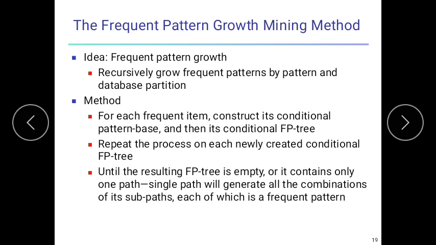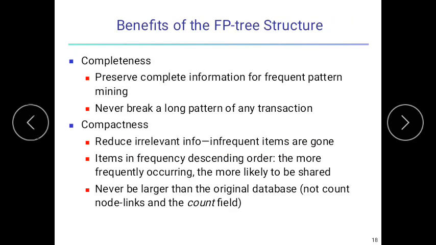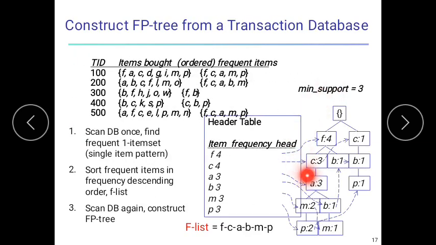You repeat this process to get the new conditional FP tree, until the FP tree is empty or it contains only one single path, and this single path will generate all the combinations of subpaths, each of which is a frequent pattern. In this case, FCA is the frequent pattern. So I hope you are clear with the basics of the FP tree algorithm, the frequent pattern algorithm.